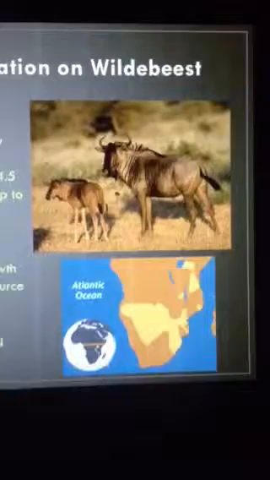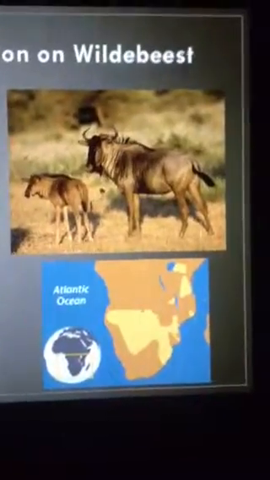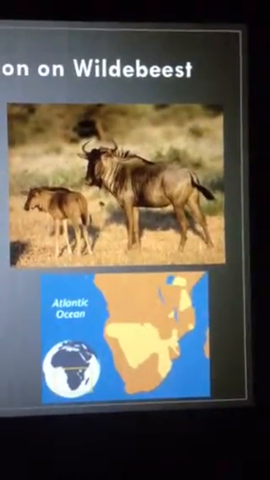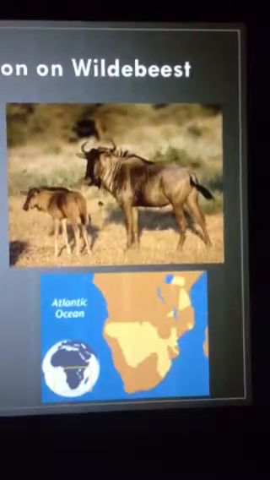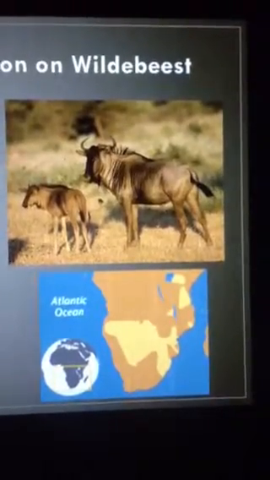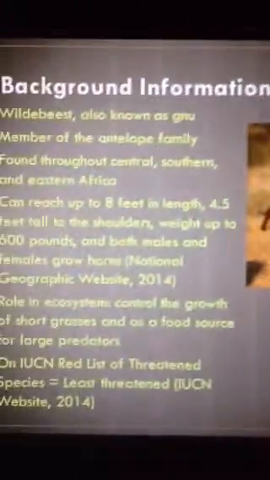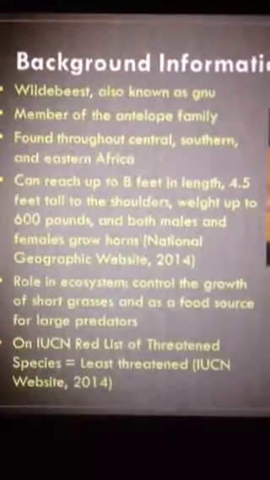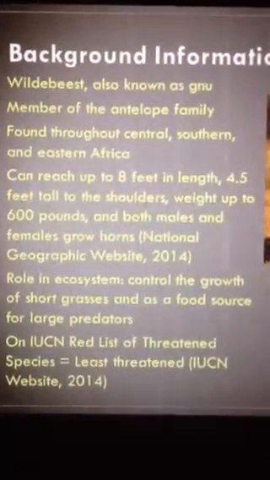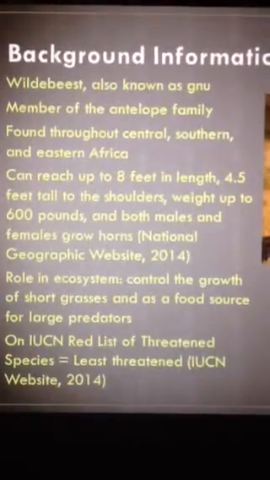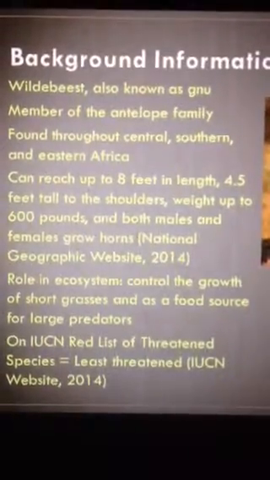Wildebeest are also known as gnu, which is the Afrikaans word for wildebeest. They're members of the antelope family, even though a lot of individuals believe them to be more bovine due to their large hindquarters. And they can be found throughout central, southern, and eastern Africa. They're extremely large animals that can be up to 8 feet in length and 4.5 feet tall at the shoulders and weigh up to 600 pounds.